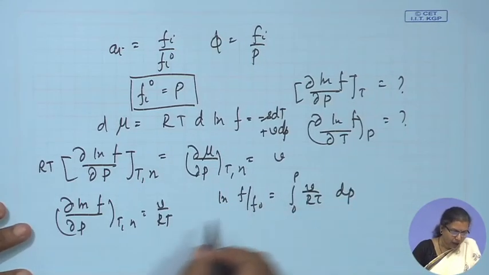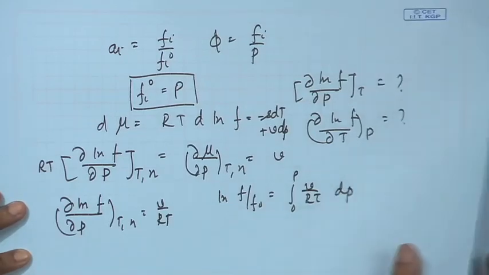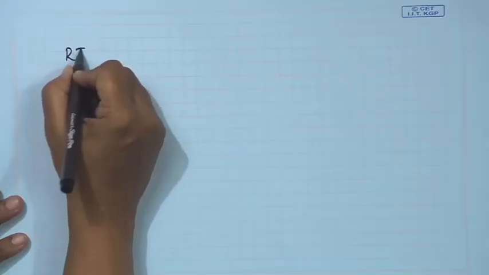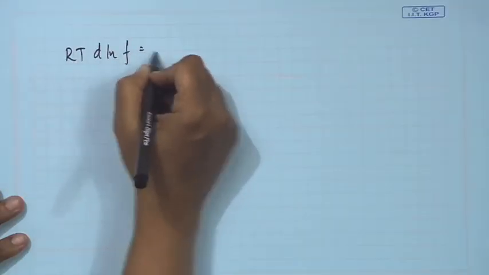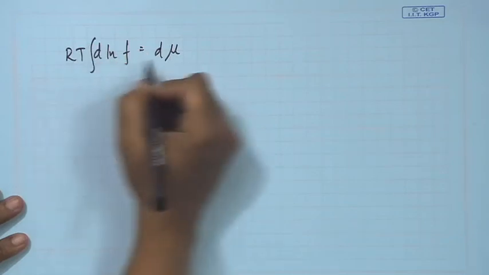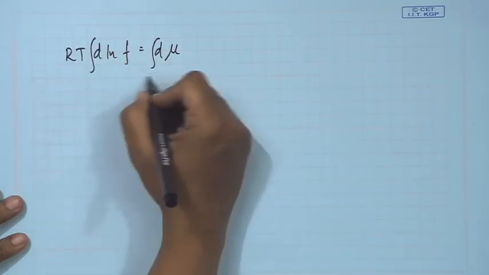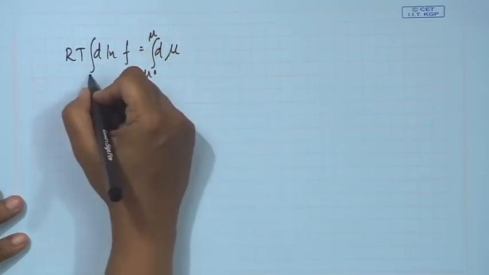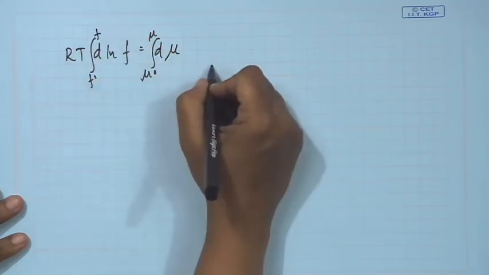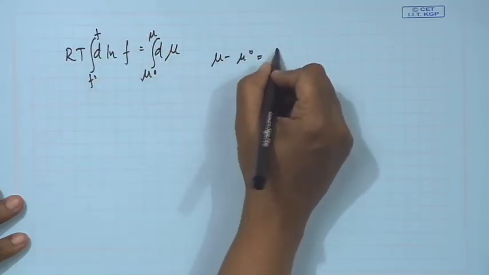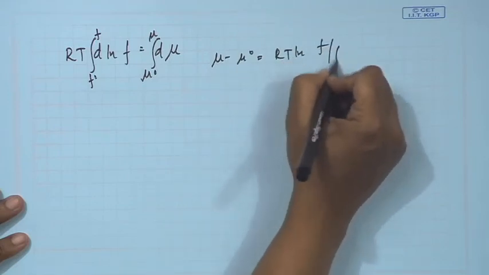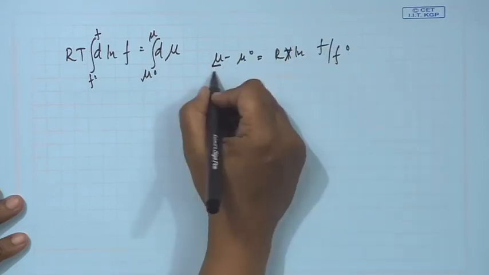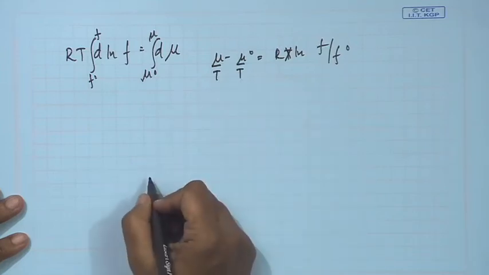And what is the variation of fugacity with temperature? Again we start from the same thing. We know that, for everything we are going to start with the same thing. We integrate this equation, from mu 0 to mu, and from f 0 to f, where we get mu minus mu 0 equals RT ln f by f 0. We can divide this by T.